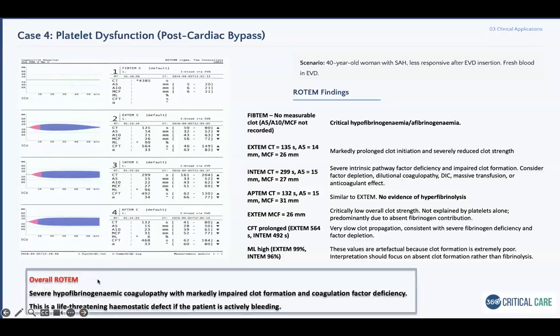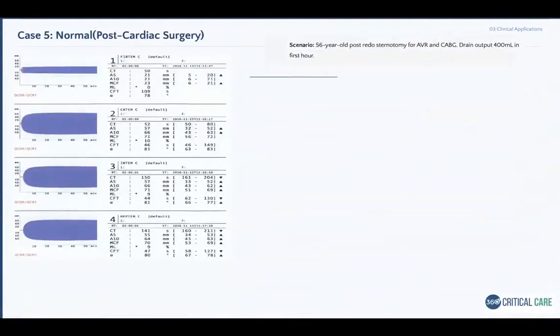So coagulopathy due to hypofibrinogenemia, and there is associated coagulation factor deficiency. We saw that, and you need to emergently treat these with fibrinogen, platelets and FFPs. So the whole thing needs to be done. This is a cardiac surgery patient, 56-year-old post redo sternotomy, AVR and CABG. Drain output is 400 ml in the first hour.